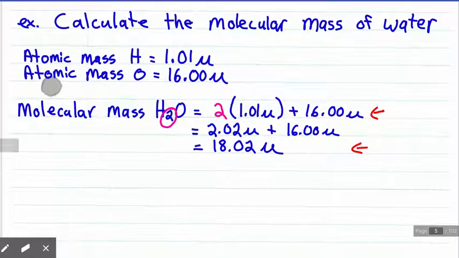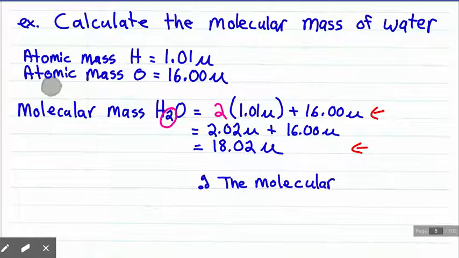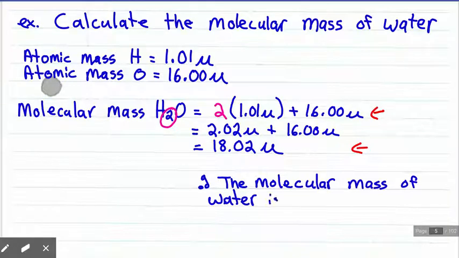And again, we're going to communicate this properly for scientific format. So we're going to write a therefore statement. Therefore, the molecular mass of water is 18.02. Now you can write the unit here or you can write it out in words. Okay, so calculating molecular mass, very easy, very straightforward.